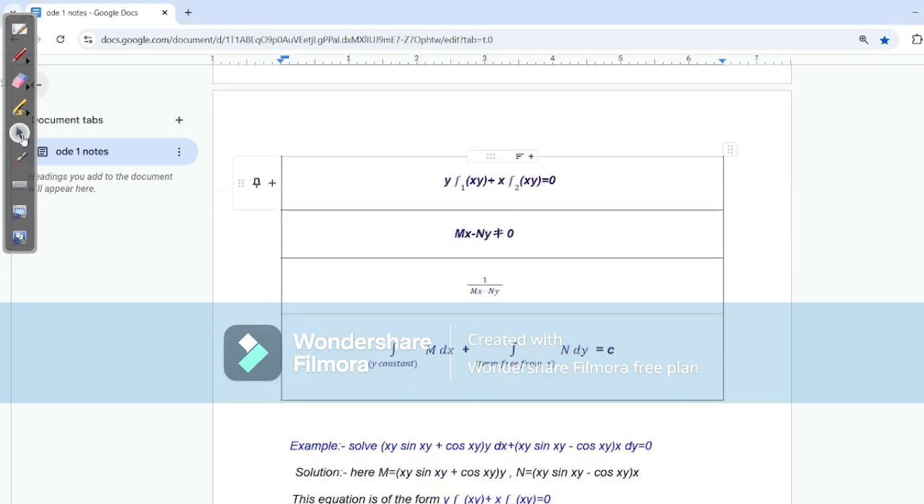The given equation is in this form: y into f1 of xy plus x into f2 of xy. Then we have to check that mx minus ny is not equal to 0. Then we have to multiply by 1 by (mx minus ny), then find the solution of this equation. Okay, this is the example problem we have to discuss.